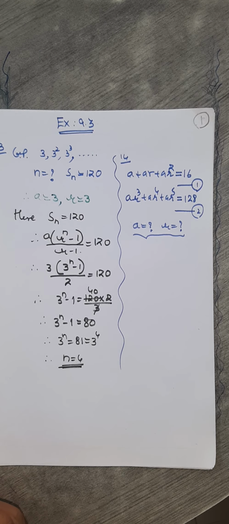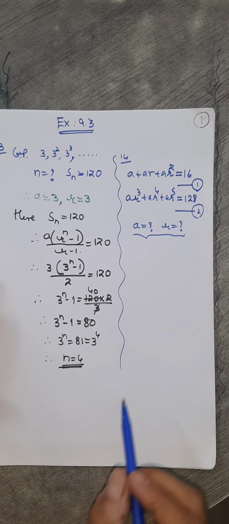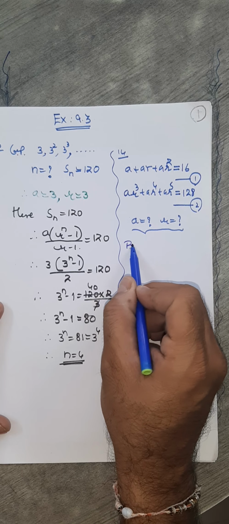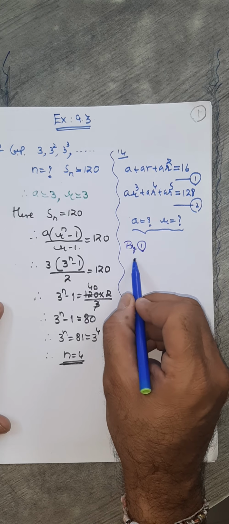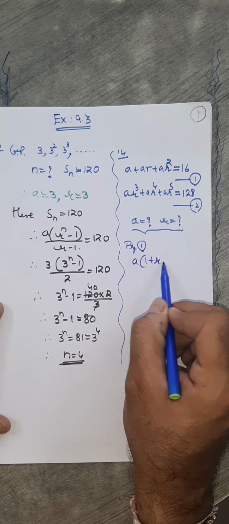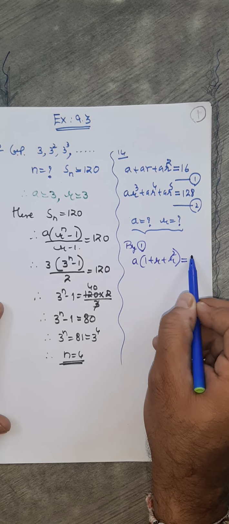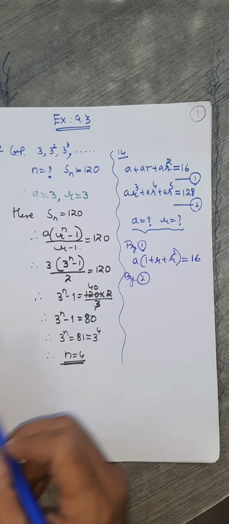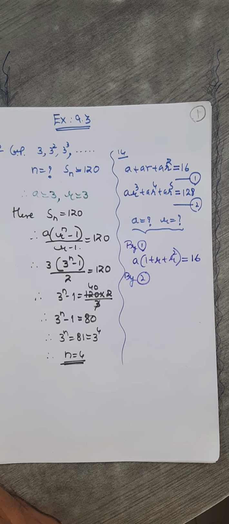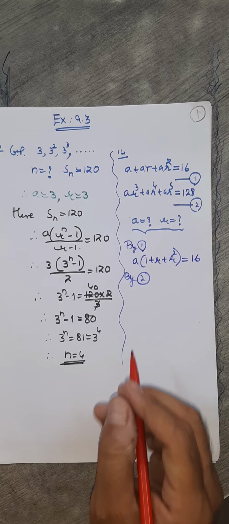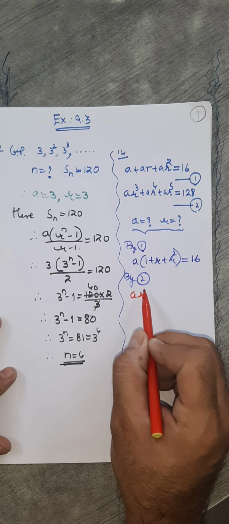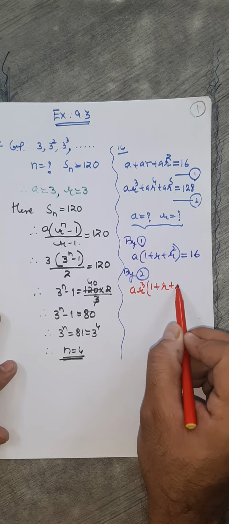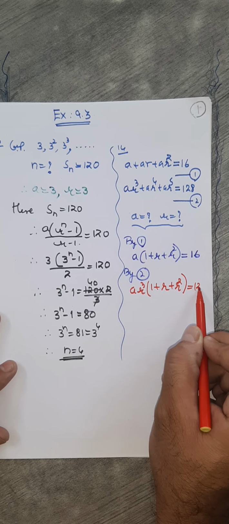So what do we do? We use just here equations 1 and 2. So you can see that by 1, what is common? You will find A common. So A into 1 plus R plus R squared equals 16. And by 2, what is common? You will find how much common? AR cube. So let's take AR cube common from the second one. If I take AR cube common, this is 1 plus R plus R squared, which equals 128.